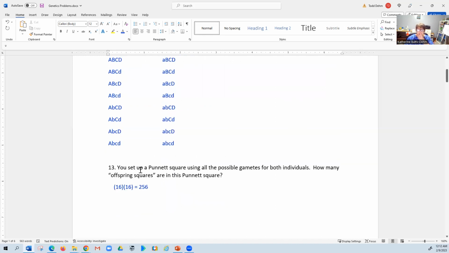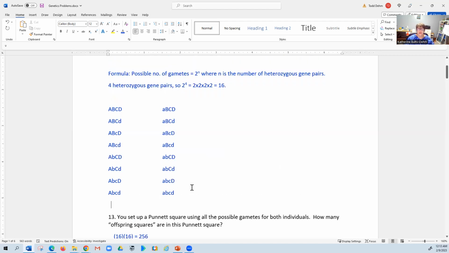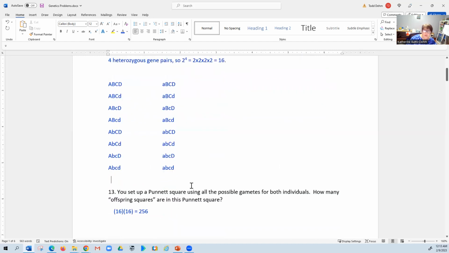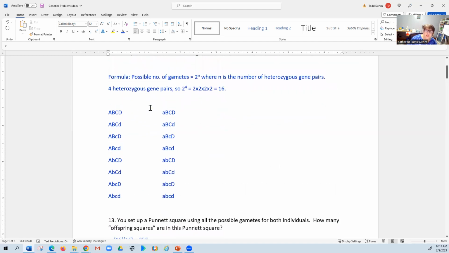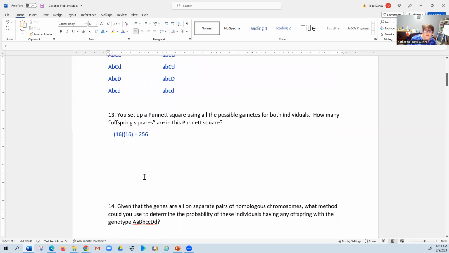So 13: you set up a Punnett square using all the possible gametes for both individuals. How many offspring squares are in this Punnett square? And you already had this one. It was 16 times 16, 16 across by 16 down, and that's going to be 256.